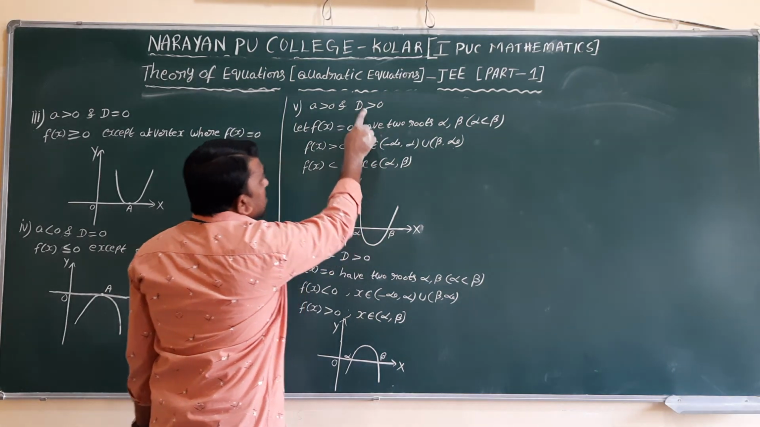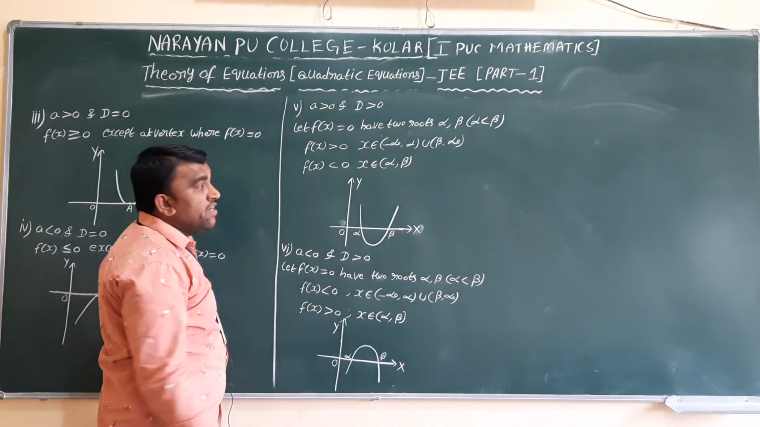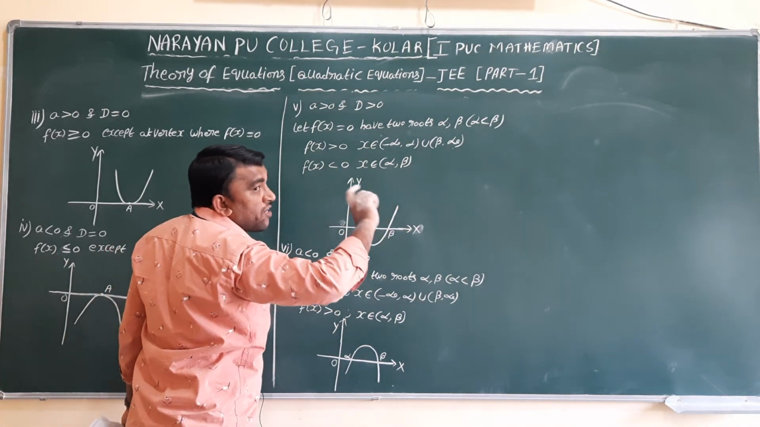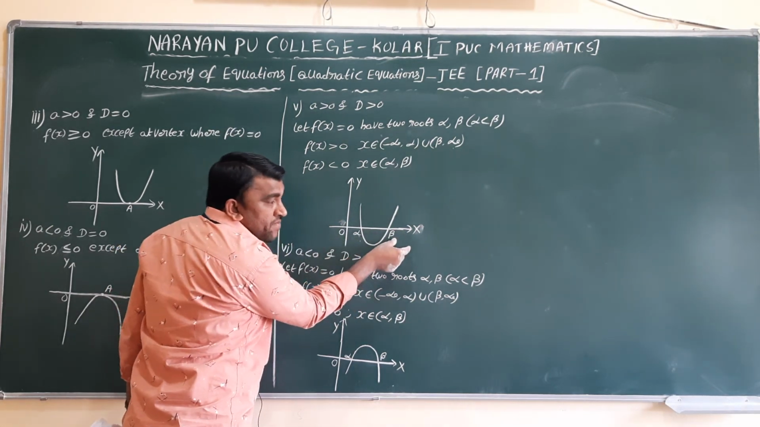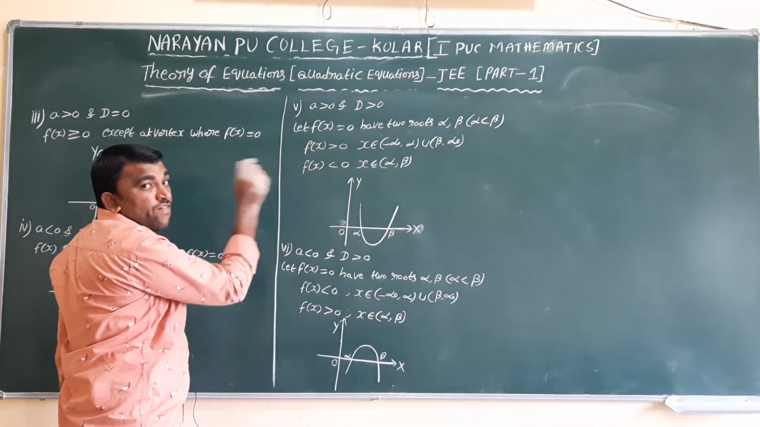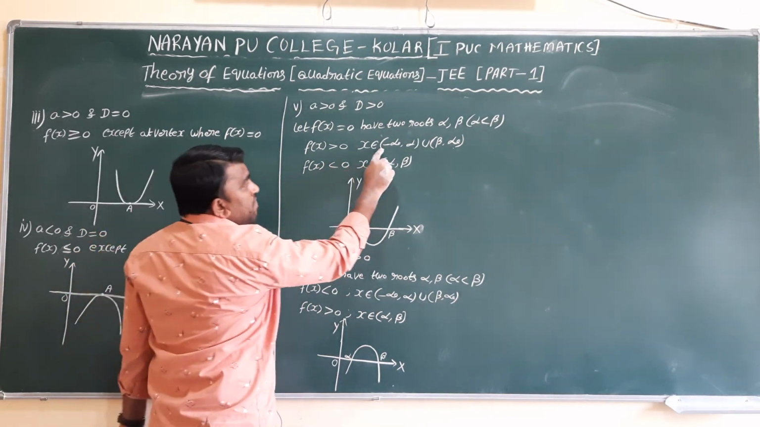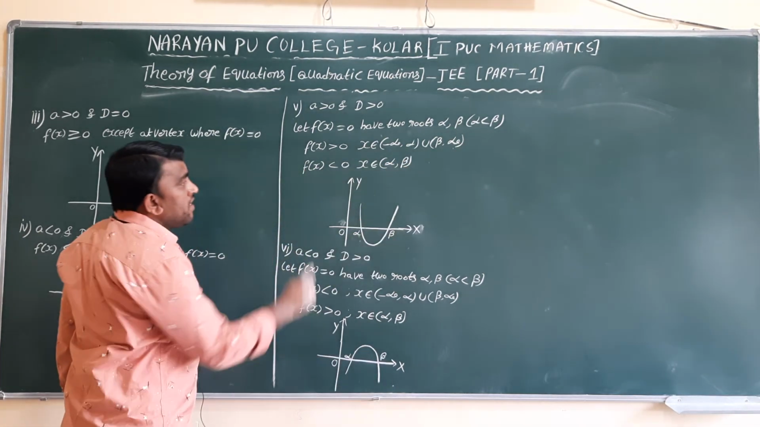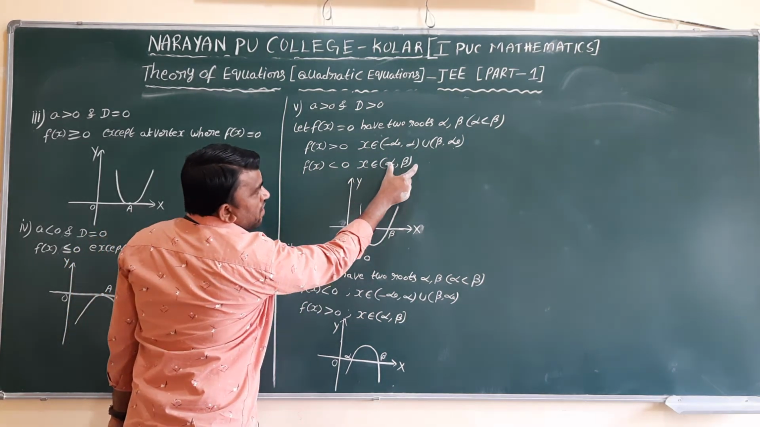Next, fifth case, D is greater than 0 and a also greater than 0. Both will be greater than 0. So here the parabola will be passing through the x-axis at two points, alpha and beta, but alpha is less than beta. At that point, f of x is 0. For example, f of x is greater than 0, so x belongs to minus infinity to alpha, union beta to infinity. Next, f of x is less than 0, x lies between alpha and beta, open interval.